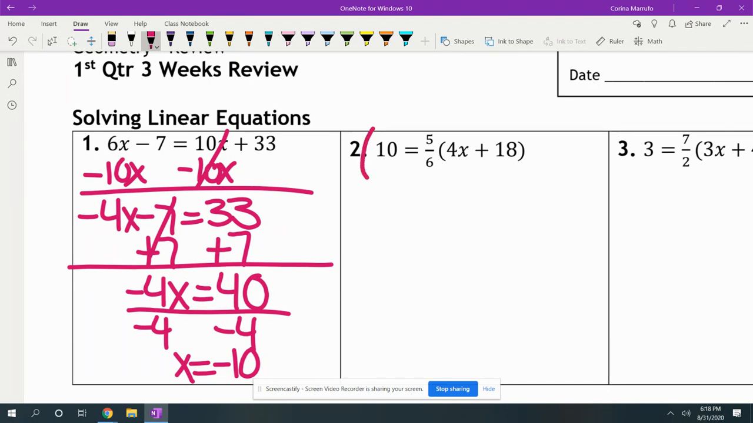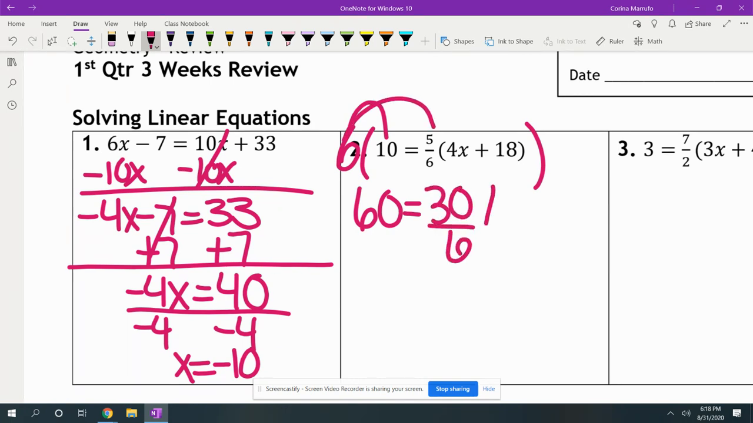So first we want to cancel out the fraction. So to cancel it out, we're going to multiply by a 6. So we're going to distribute the 6 times the 10. That gives us 60. And the 6 times the 5 gives us 30 over 6. Now we don't have to distribute it to the 4x plus 18, because as soon as we simplify this, it'll get distributed.